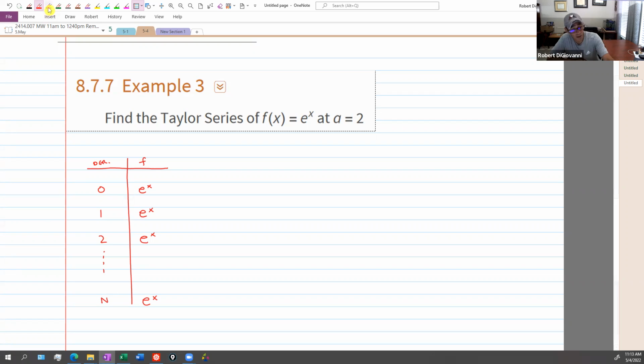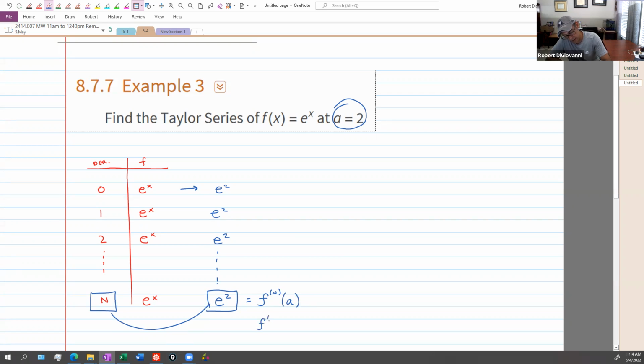What I need to do now is evaluate these at 2. So I'm going to take each of these and replace the x with 2. So e squared, e squared, all the way down to e squared. So I have a formula for the nth derivative. This right here is the nth derivative of the function at a, or if you want, you could say the nth derivative at 2.